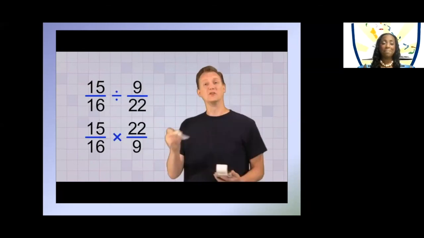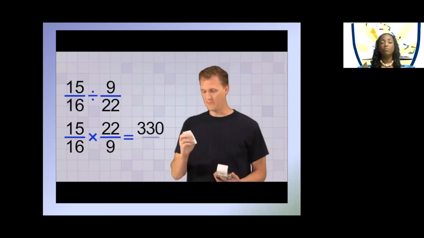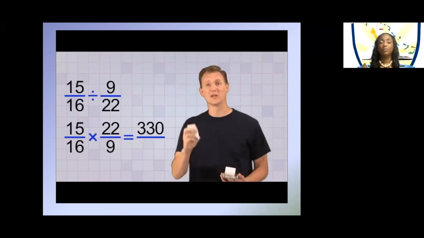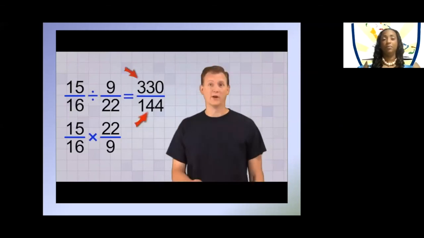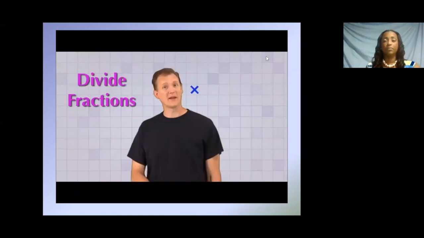On the top, we have 15 times 22 equals 330. And on the bottom, we have 16 times 9 equals 144. So the answer to our division problem is 330 over 144. Of course, that could be simplified for your final answer on a test, but we cover simplifying fractions in another video. All right, that's how you divide fractions. You just multiply by the reciprocal and you have your answer.